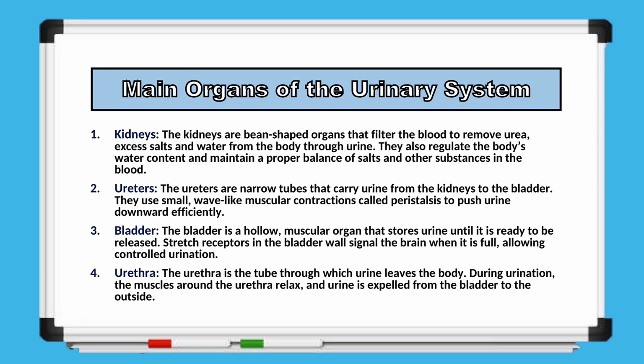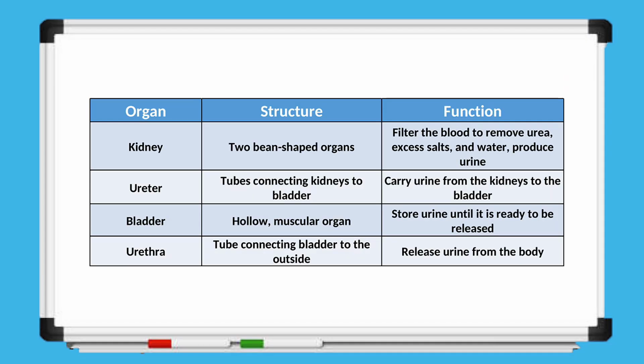The bladder is a hollow, muscular organ that stores urine until it is ready to be released. Stretch receptors in the bladder wall send signals to the brain when the bladder is full, allowing urination to be controlled. Finally, the urethra is the tube through which urine leaves the body. During urination, the muscles around the urethra relax, allowing urine to pass from the bladder to the outside of the body. So, let's sum this up with the help of the table shown here.